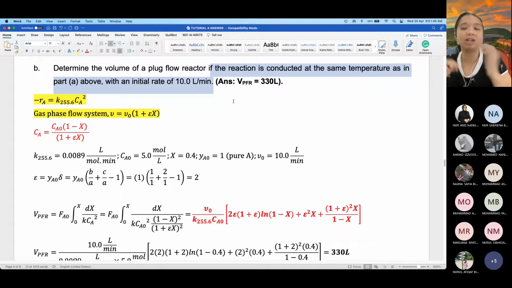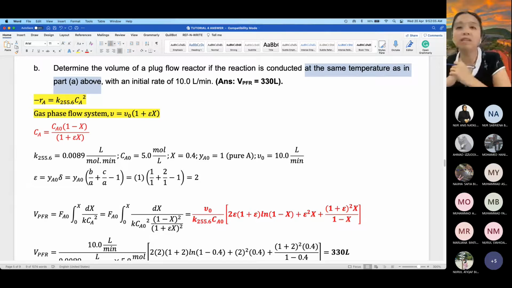So straightforward lah soalan ni, sebab kamu dah tahu design equation, terus akan dapat kita punya volume of plug flow reactor. Okay, so soalan ni tak susah sangat sebab direct sikit. And then dia kata reaction conducted at the same temperature in part A above. So what does this information correlate? Dia kata nak cari volume dalam soalan kedua ni, part B ni adalah at the same temperature as part A. So kamu kena interpret sikit lah.